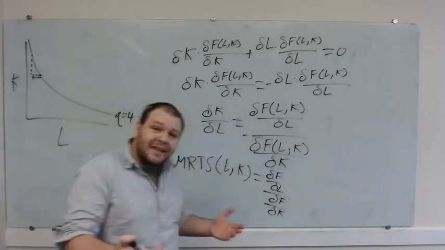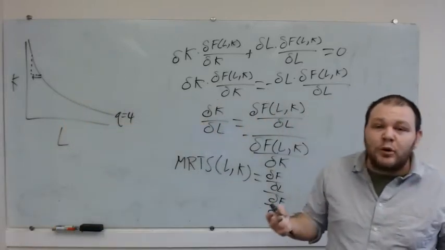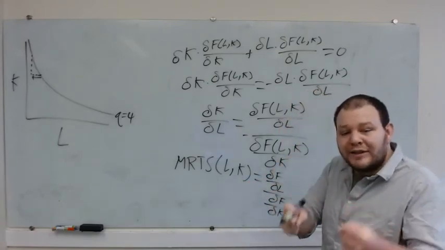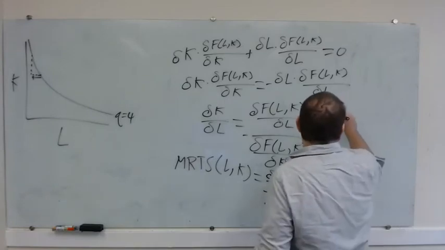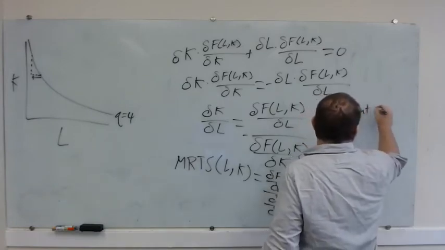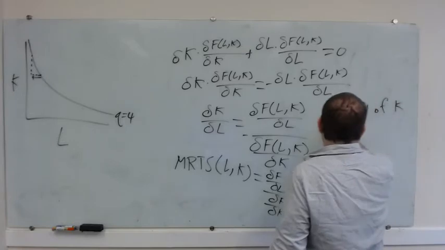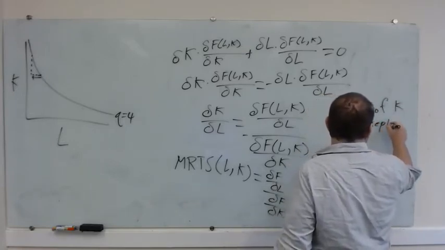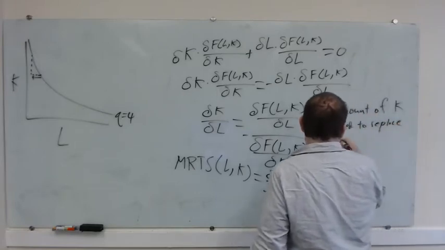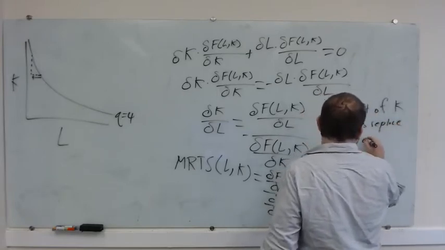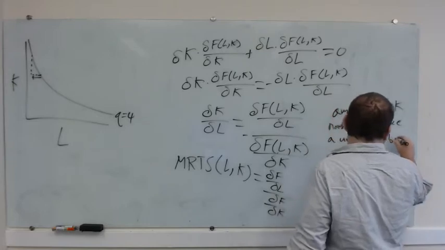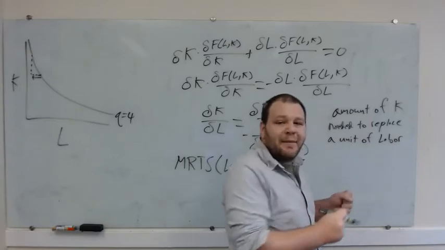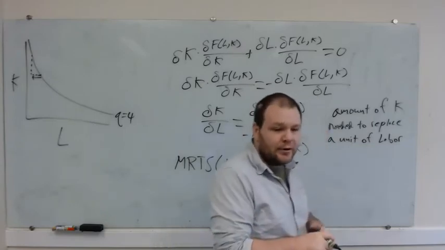What's our MRTS going to tell us? It's going to tell us the amount of capital we need to replace a little bit of labor, right? The amount of capital per unit of labor we need. The amount of K needed to replace a unit of labor, right? Really the ratio, the infinitesimal amount of capital it takes to replace an infinitesimal bit of labor.